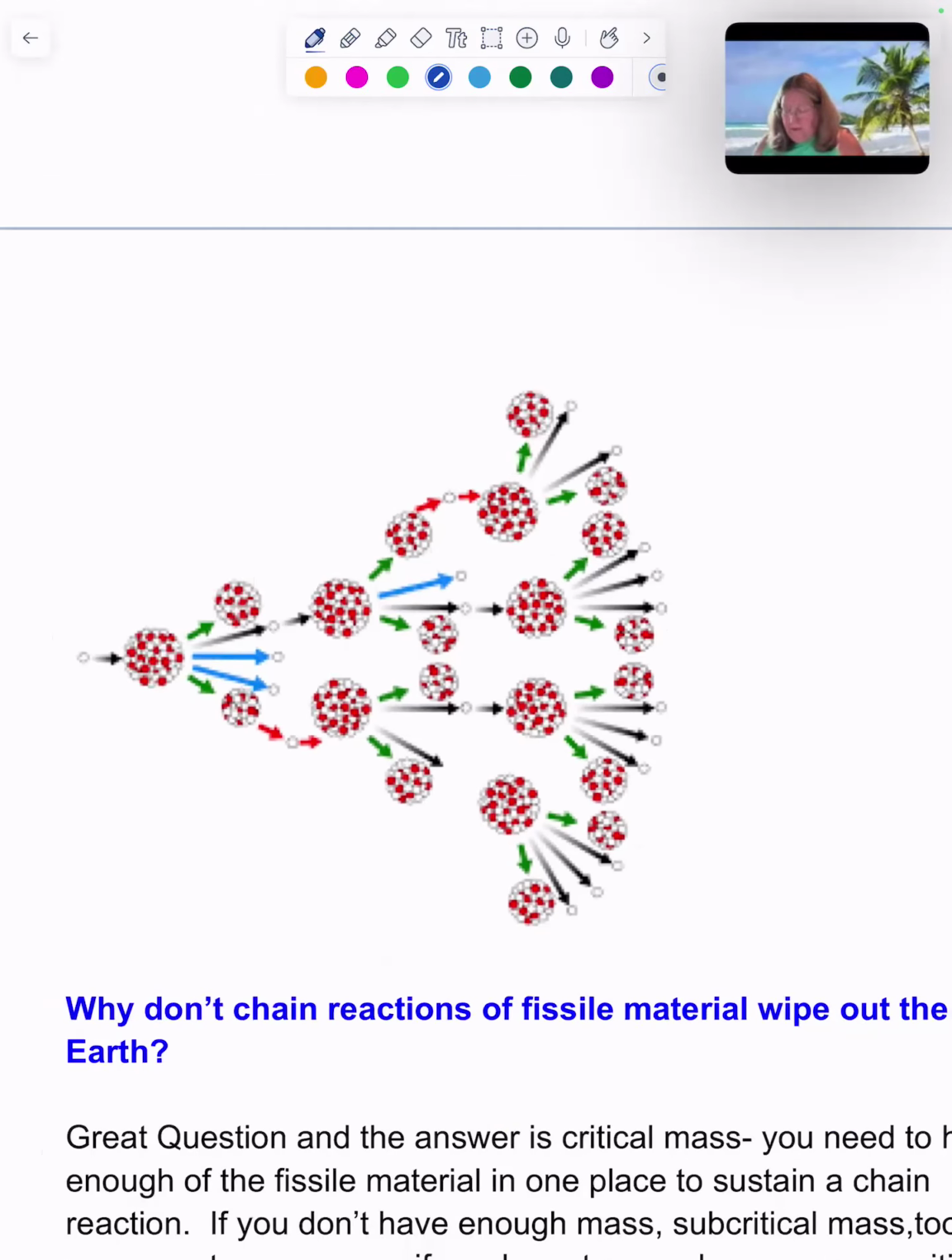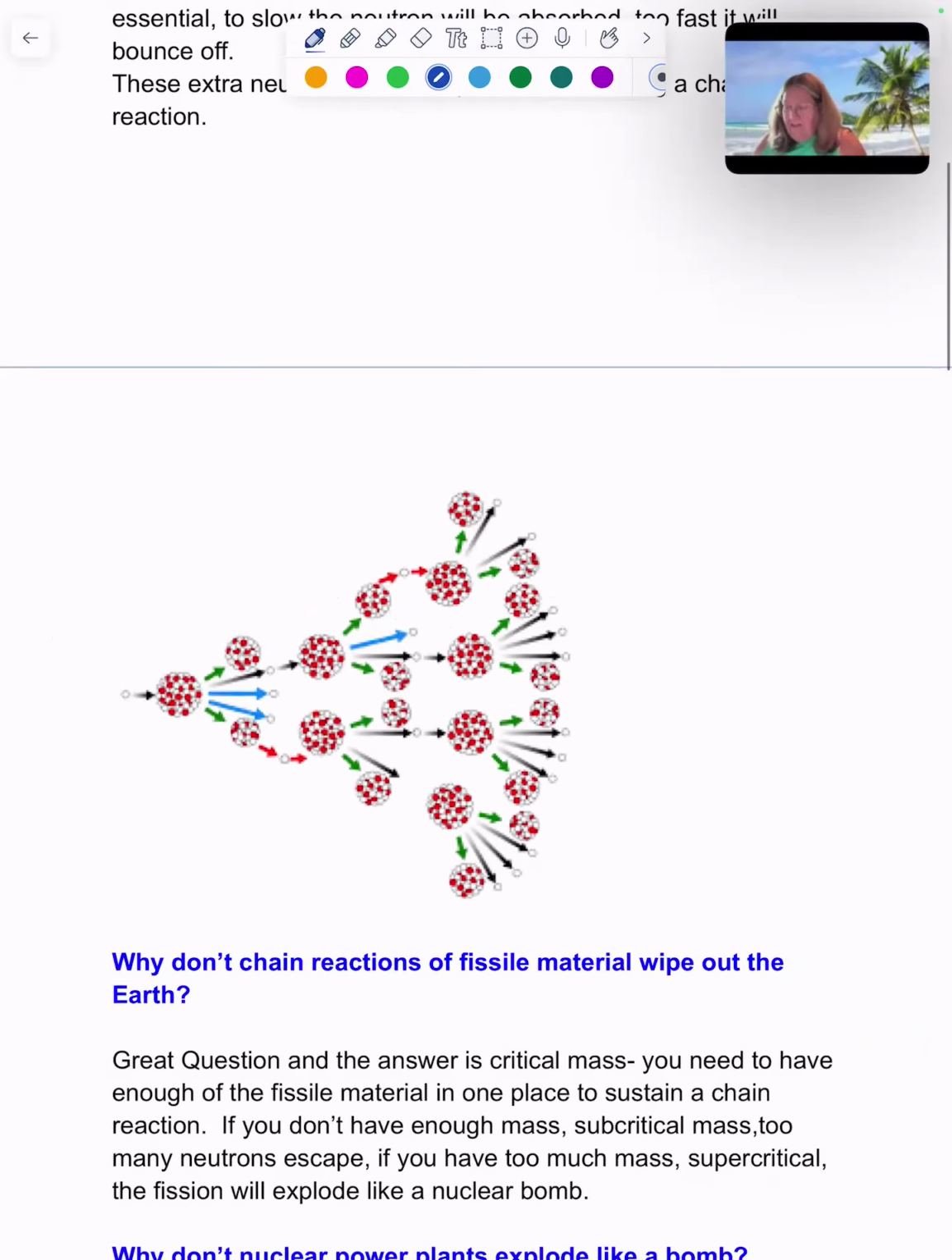So the neutrons are really important. The neutrons have to be moving at just the right speed. If the neutrons are moving too fast, they're going to ricochet off. Too slow, they'll get absorbed in. So those neutrons have to be moving at just the right speed. And for that to happen, you've got to have some way to control or moderate that speed.